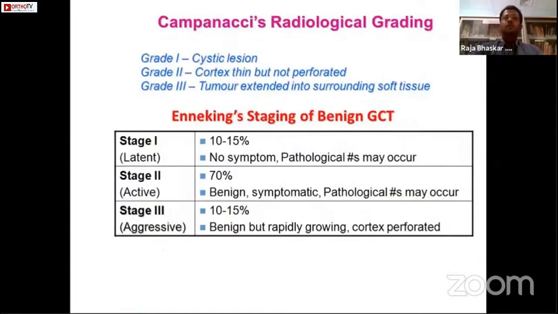As you know, Campanacci's radiological grading was laid out a long time before, but nowadays with modern imaging and modern techniques, we also have the Enneking staging of a benign GCT, which is collaborative with the Campanacci grading, like stage 1 is collaborative with grade 1. So stage 3 is the one which is about 10-15%, which has a rapidly growing, perforated cortex. So a stage 3 Enneking is almost reminiscent of a stage 3 Campanacci.